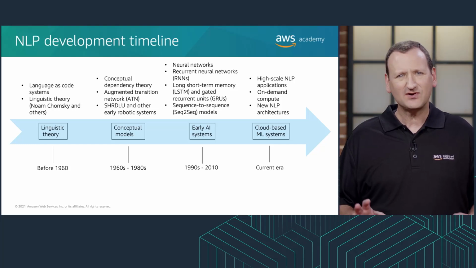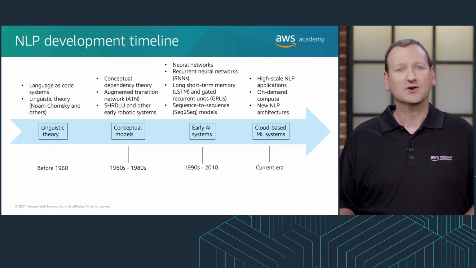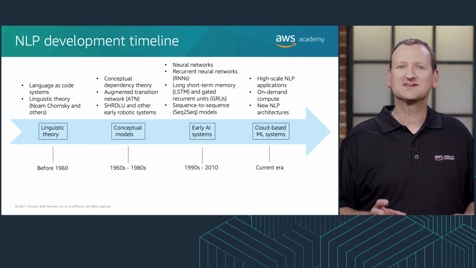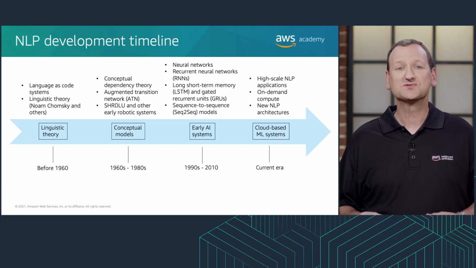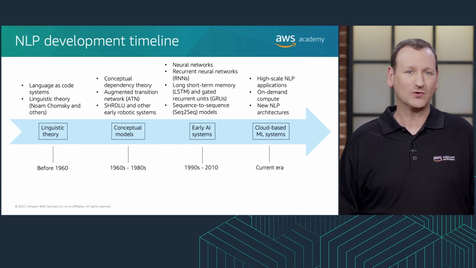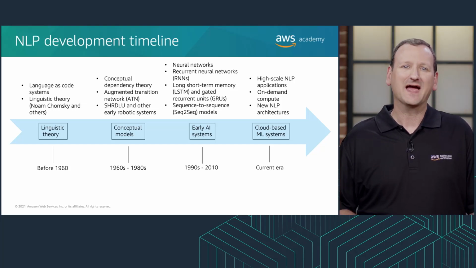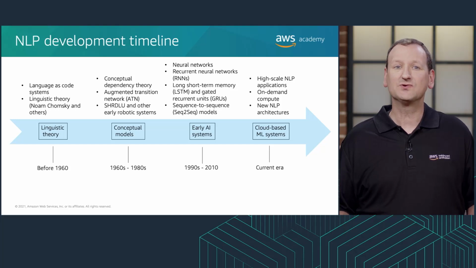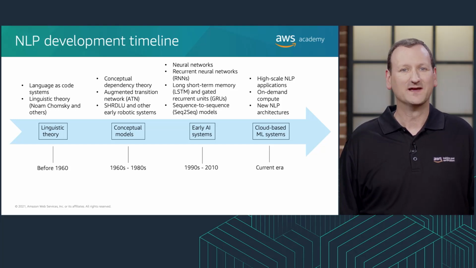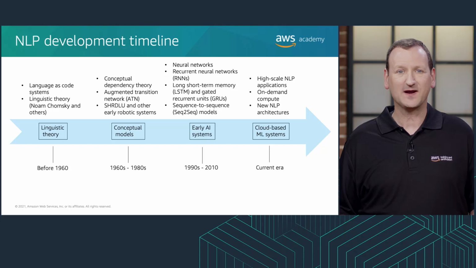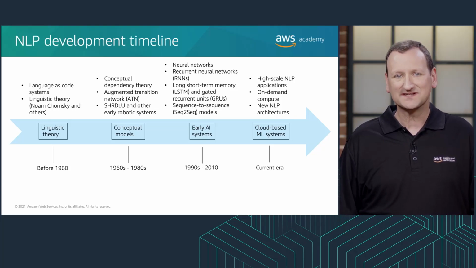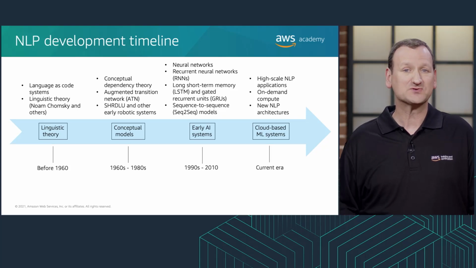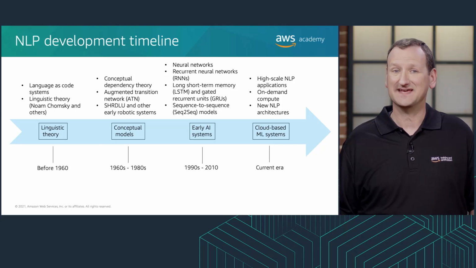This situation started to change in the 1950s. Noam Chomsky published Syntactic Structures in 1957, which introduced the concept of a universal grammar. It was a major step forward in the field of linguistics. NLP became recognized as a computer science problem in the 1960s. Several significant conceptual frameworks were developed between the 1960s and the 1980s. Two of the more significant advances were the conceptual dependency model and the Augmented Transition Network, or ATN.